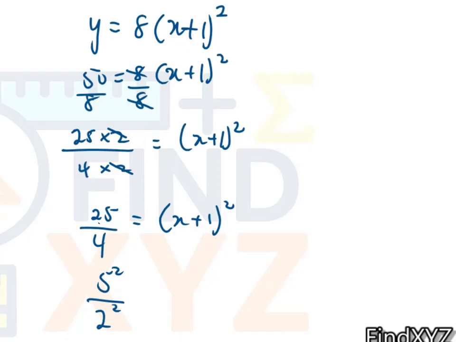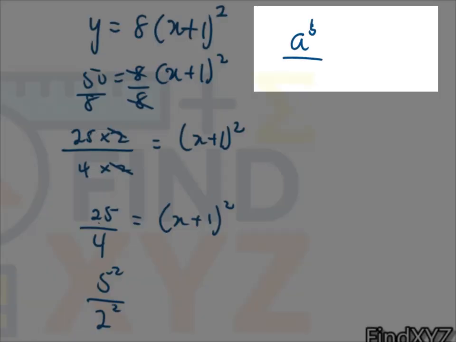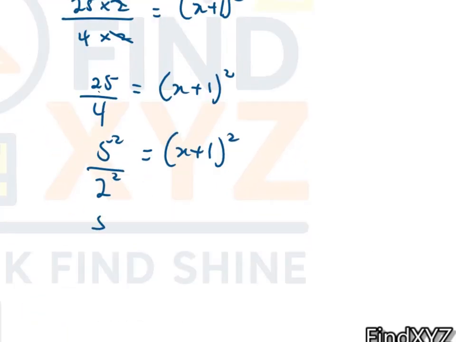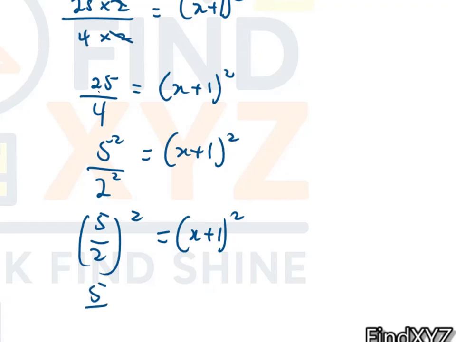However, from our indices class, if I have a to the power b over c to the power b, I can write this as a over c all to the power b, because they are sharing a common exponent. So I'm going to do the same thing here. So I'll write this as 5 over 2 all squared is equal to x plus 1 all squared. Now because we are only looking for the positive value, since the powers are the same, I can equate the bases. So I can write 5 over 2 is equal to x plus 1, so that I'll forget about the negative aspect of the number, right? Then what can I do? I can subtract 1 from both sides of this equation.